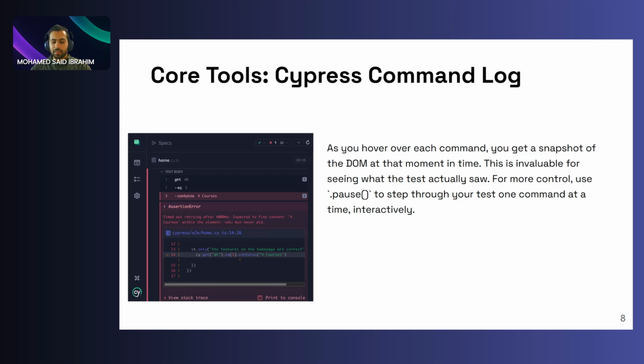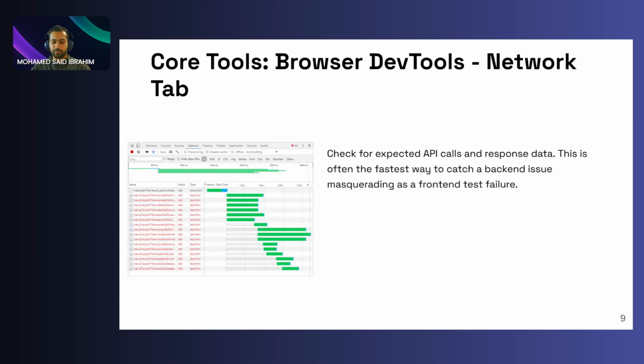Now, let's not forget the powerhouse we already have, the browser DevTools. Right click, inspect, and you are in business. First, the network tab. Is your test making the API call you expect? Is the response what you thought it would be? This is often the fastest way to catch a back-end issue masquerading as a front-end test failure.